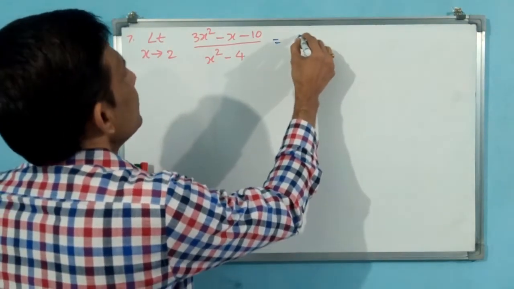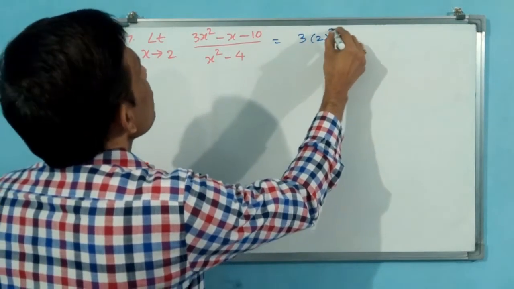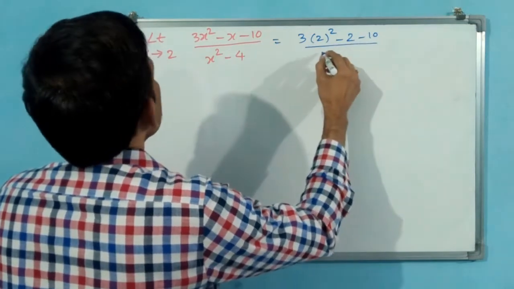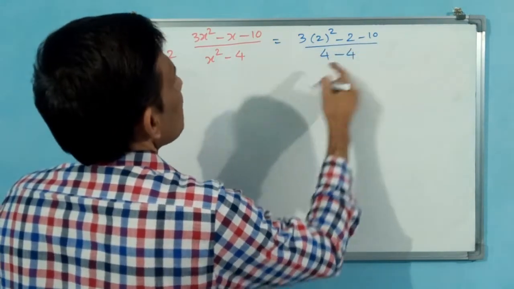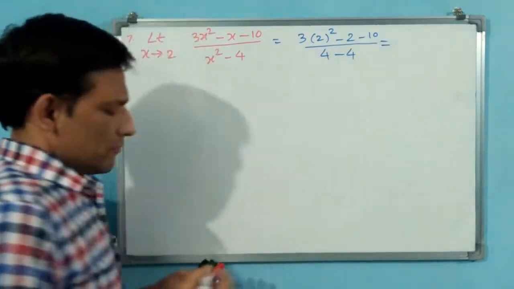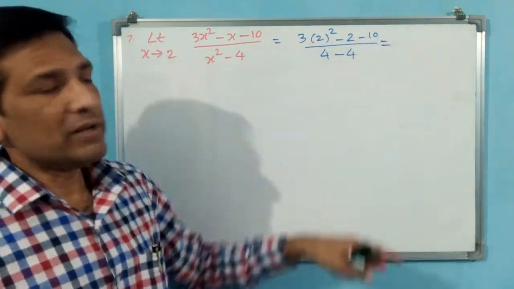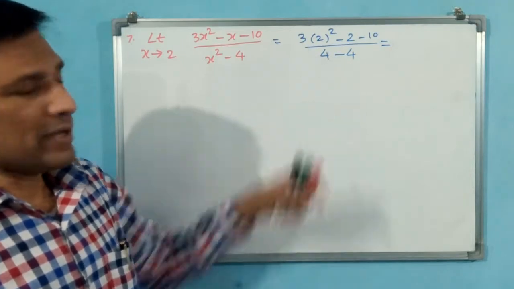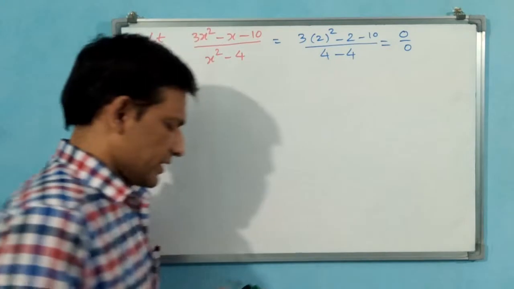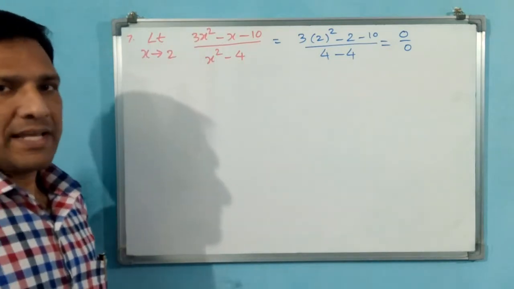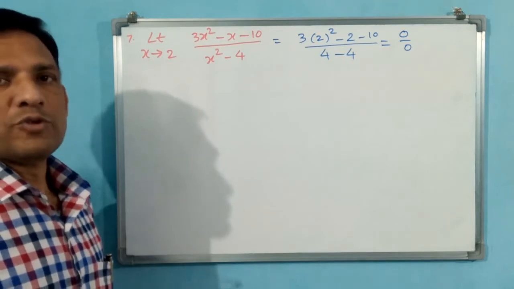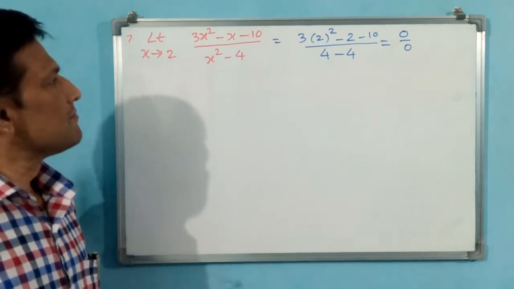That is equal to 3 into 2 square minus 2 minus 10 divided by 4 minus 4. 2 square I have directly written. Okay, that is equal to 4 into 3, 12, minus 12 plus 12, 0 by 0. Okay. Now 0 by 0 case has come. What we have to do? We have to avoid this 0 by 0.